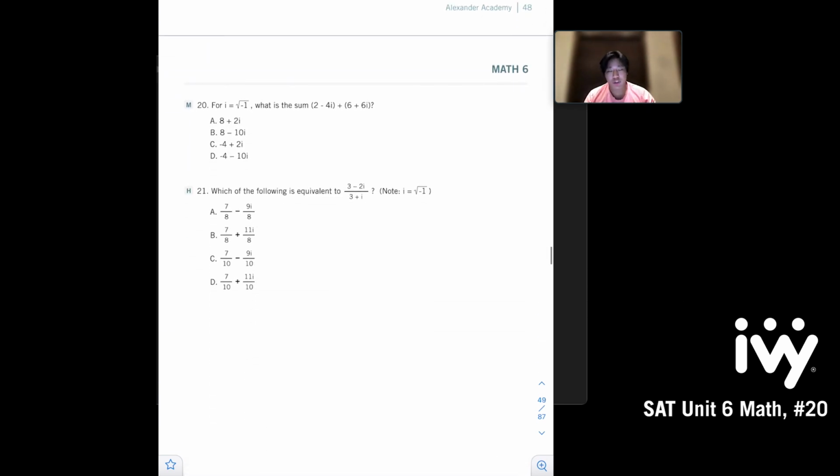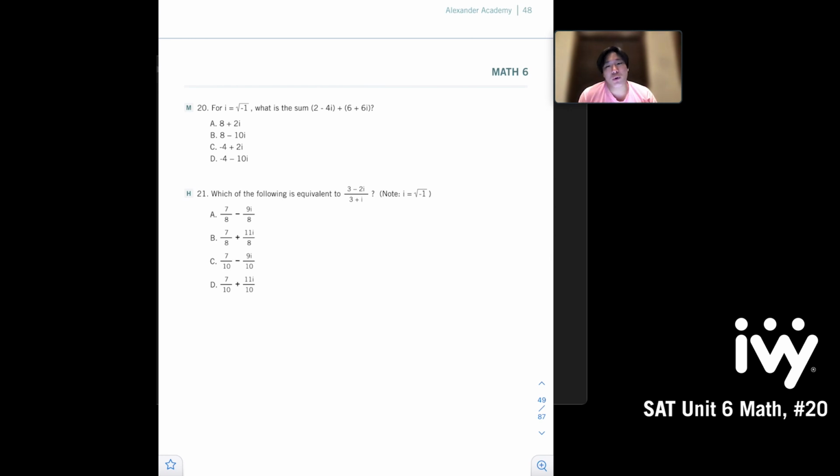Okay, question 20. For i equals square root of negative 1, what is the sum 2 minus 4i plus 6 plus 6i? So here, when we're adding them together, make sure we just add the real components and we add the imaginary components. So the real components are 2 and 6, so that gives us 8. The imaginary components are negative 4i and positive 6i, which gives us plus 2i, so that leaves us with answer choice A.